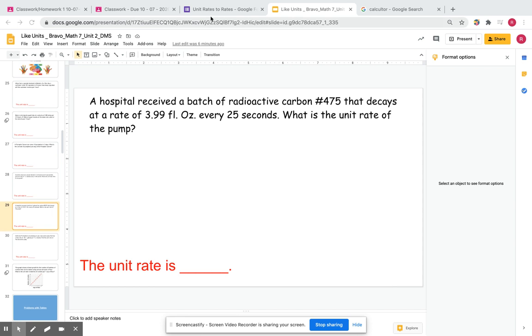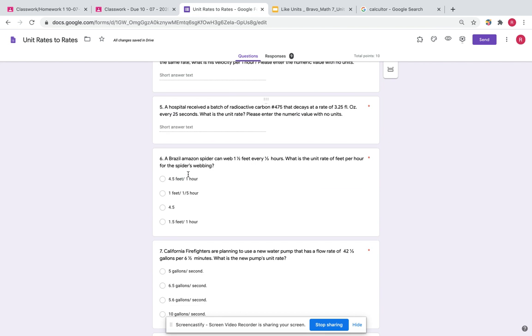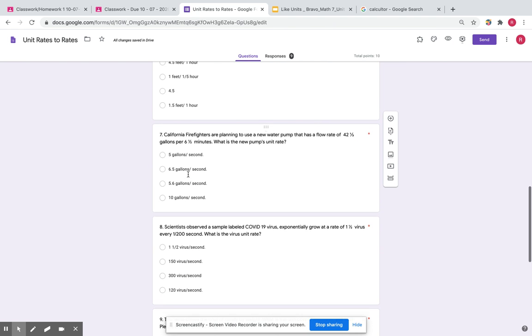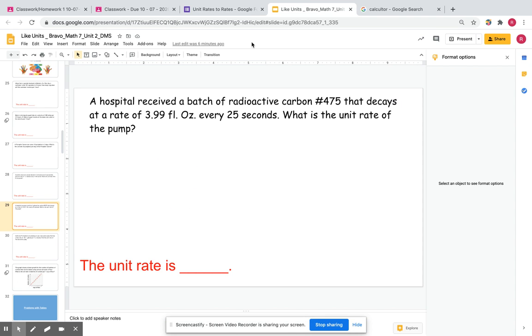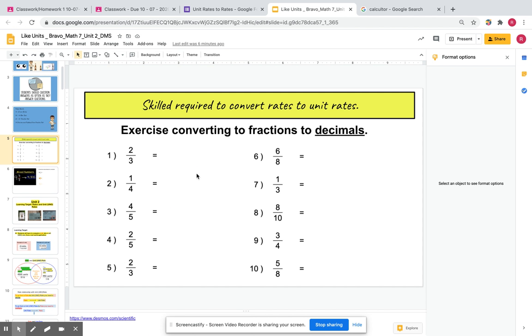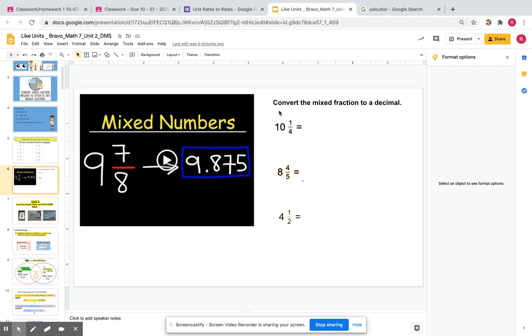All right, this video will help you on questions 6, 7, and 8, where you have mixed fractions and fractions on top of fractions. So the skill for this one is very similar to the other ones. You need to be able to convert a fraction to a decimal, but on top of that, you need to be able to convert a mixed fraction to a decimal. And I'll show you how to do that right now.